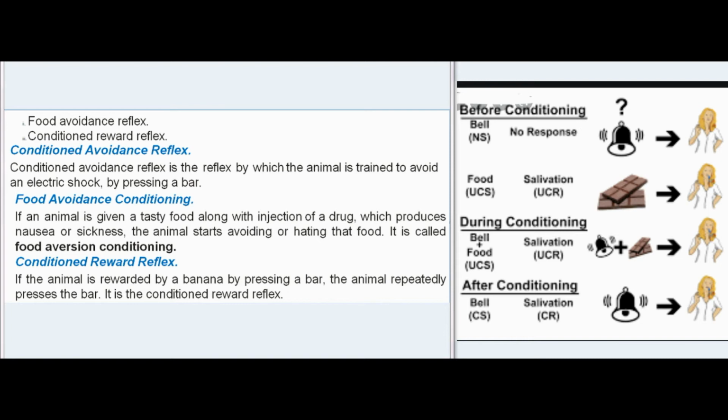Food avoidance conditioning. If an animal is given a tasty food along with injection of a drug, which produces nausea or sickness, the animal starts avoiding or hating that food. It is called food aversion conditioning. Conditioned reward reflex. If the animal is rewarded by a banana by pressing a bar, the animal repeatedly presses the bar. It is the conditioned reward reflex.